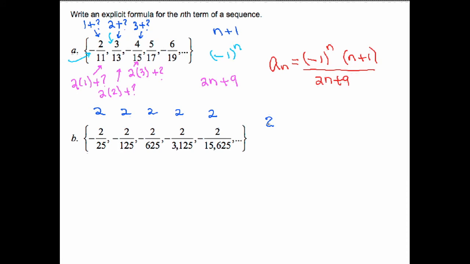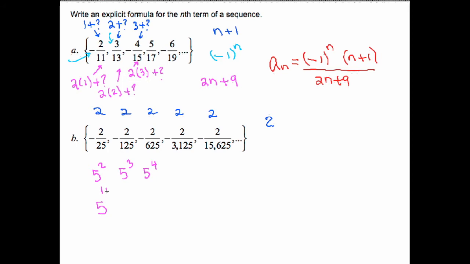Now let me look in the denominator. I notice all of my denominators seem to be the result of taking 5 to some exponent. 25, well, that's 5 squared. 125 is 5 cubed. 625 is 5 to the 4th, and so on. So now I realize my common theme is that I have a base of 5, and the exponents 2, 3, and 4 differ by 1. So I know that 1n will make each of these terms differ by 1.